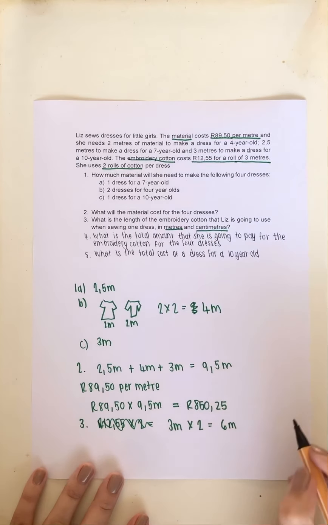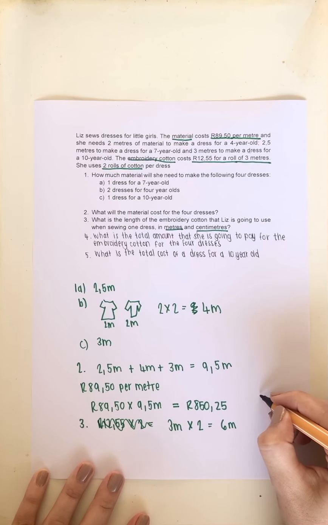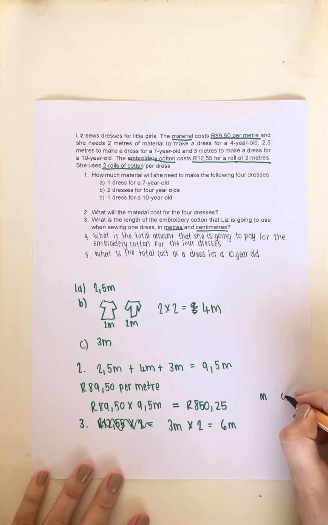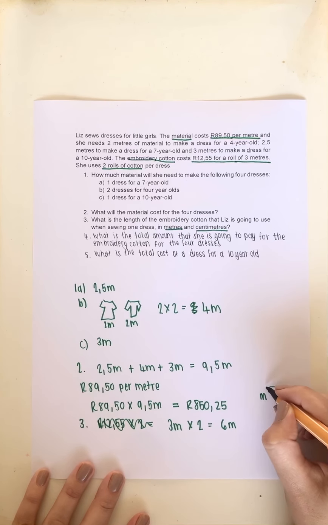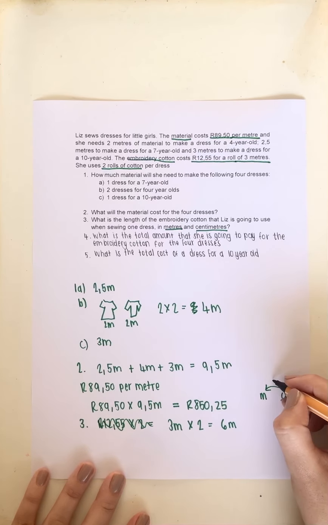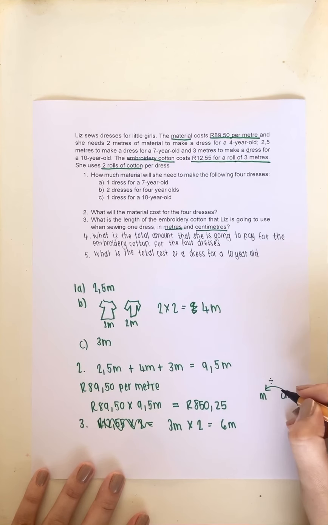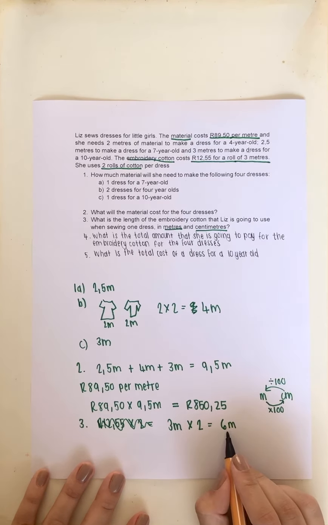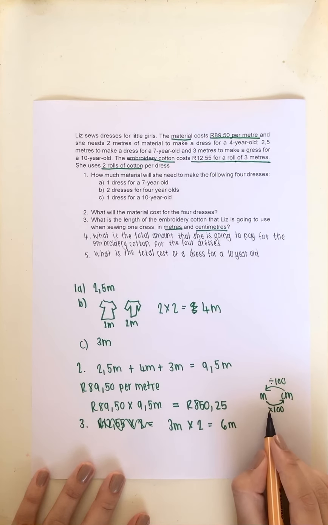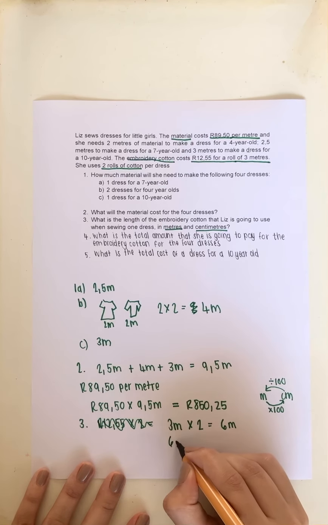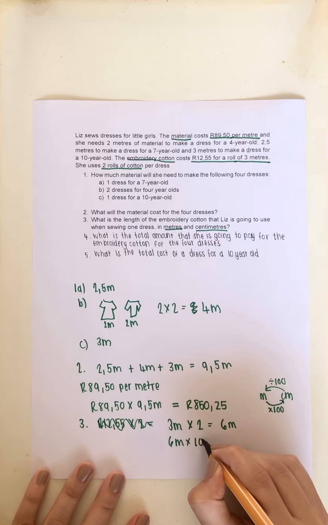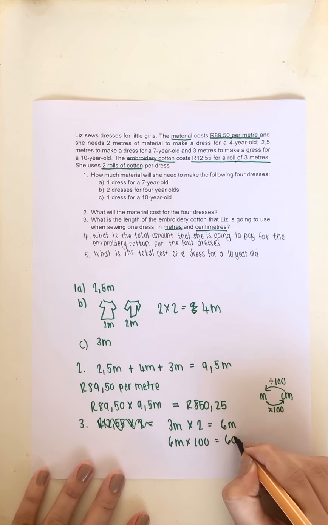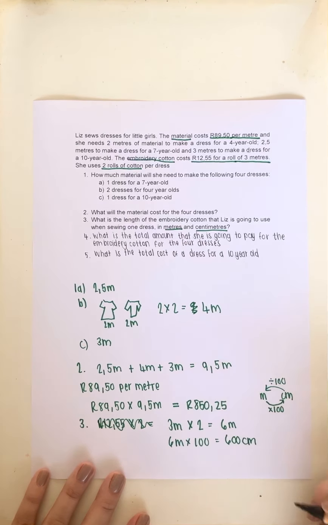Then they wanted it in meters and centimeters. If we're going from centimeters to meters, then we divide by 100. If we go from meters to centimeters, we times by 100. So from meters to centimeters, it's 6 meters times 100, which gives you 600 centimeters.